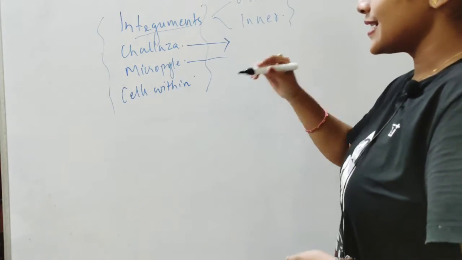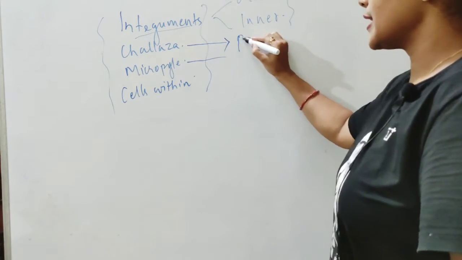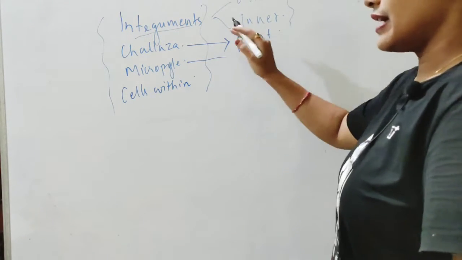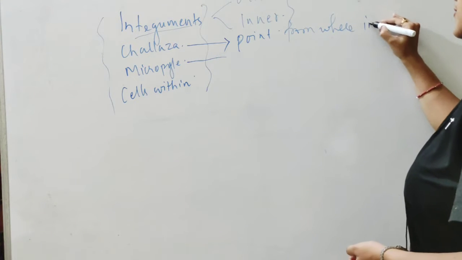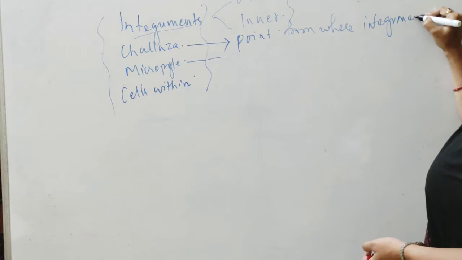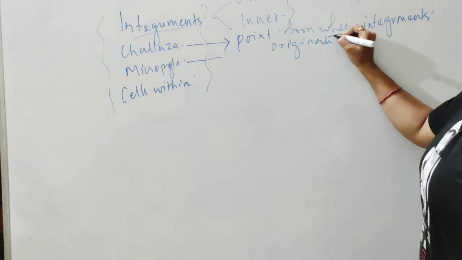Now chalaza, as I said, is opposite to the micropyle, and in fact it is that point from where these integuments develop, from where integuments grow, or you can say they originate. Best word, they originate.